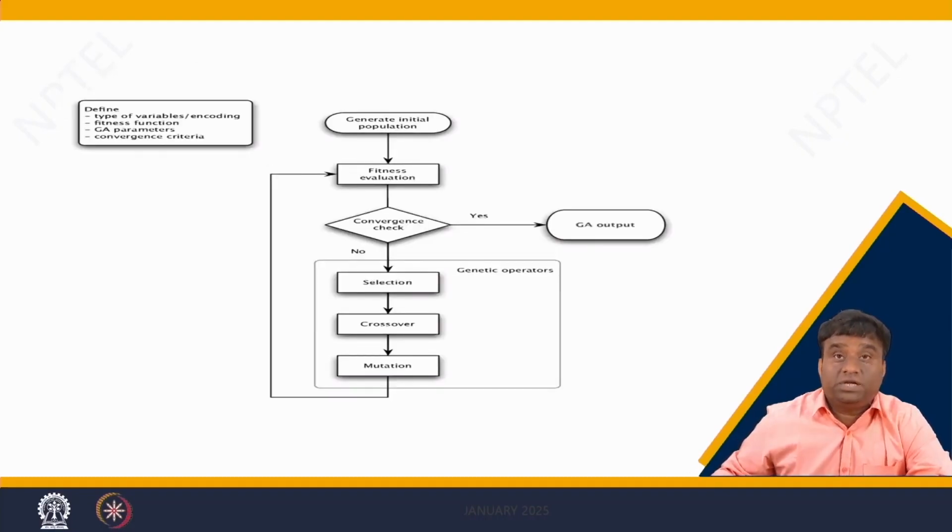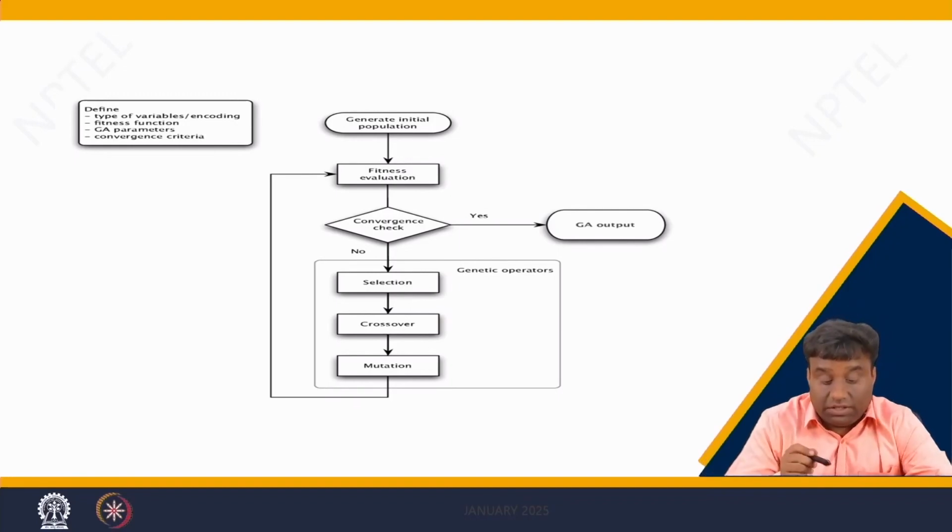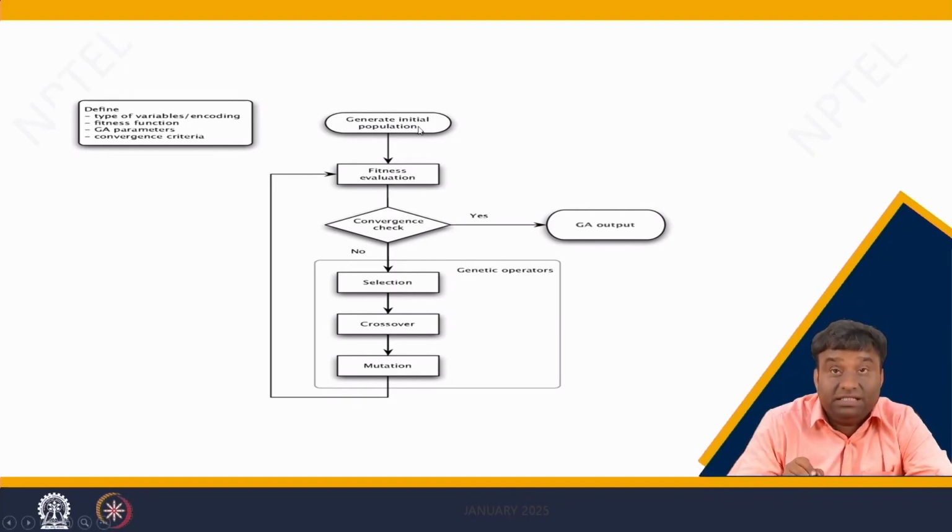So this is the flowchart of the genetic algorithm. As you know, here we need to generate the initial population, then we need to calculate the fitness values, then we need to check the convergence criteria. If it is satisfied, then we'll get the output. If not, then we need to take the help of three genetic operators: selection, crossover, and mutation. Then again you need to do the fitness evaluations. So this is the flowchart of the genetic algorithm.